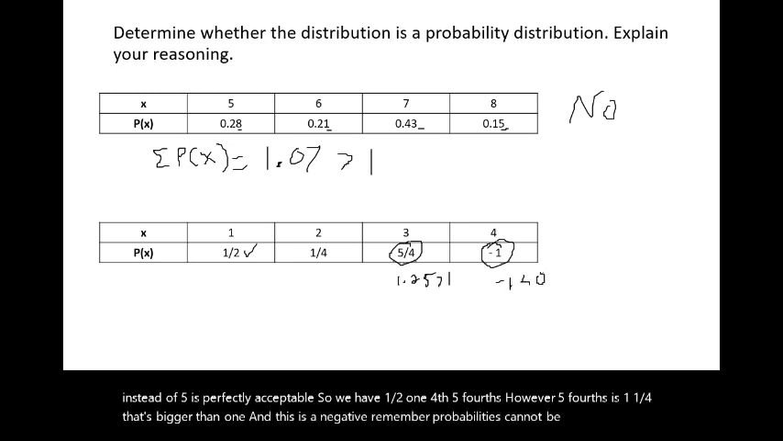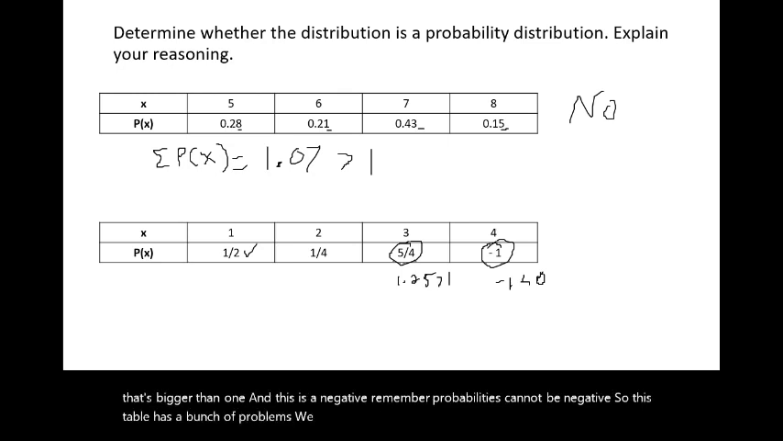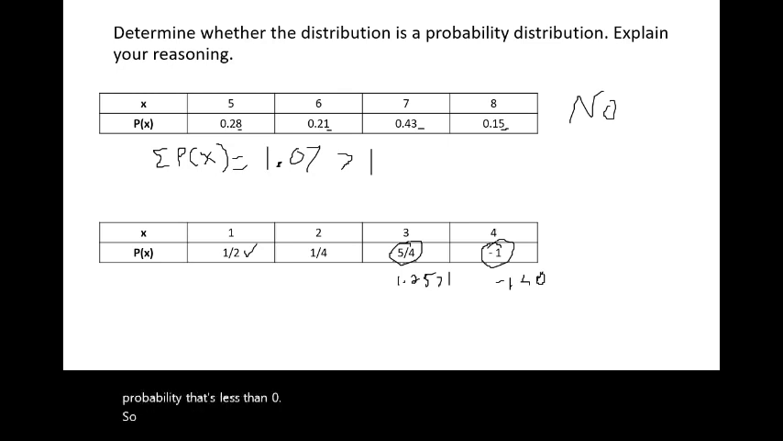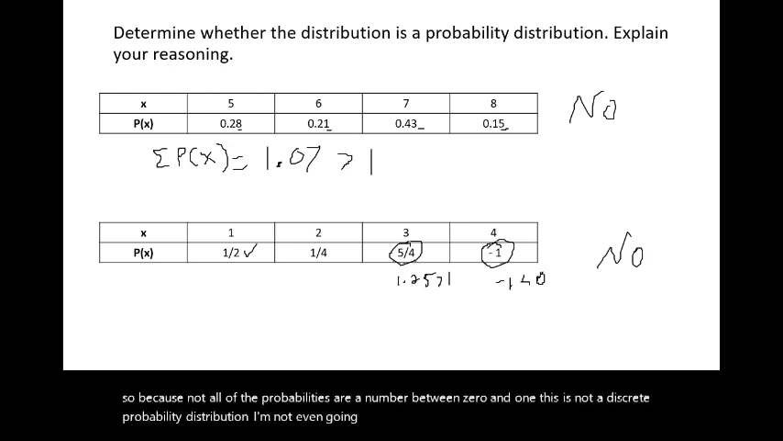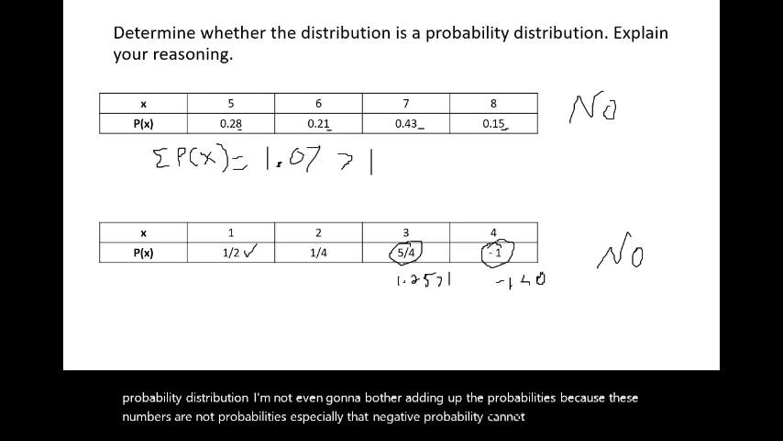So this table has a bunch of problems. We have a probability that's bigger than 1, and we have a probability that's less than 0. So because not all of the probabilities are a number between 0 and 1, this is not a discrete probability distribution. I'm not even going to bother adding up the probabilities because these numbers are not probabilities, especially that negative. Probability cannot be negative.